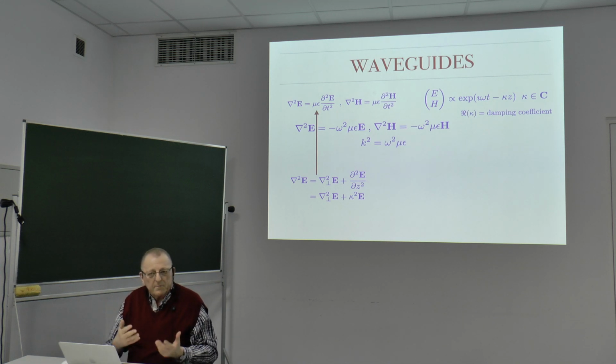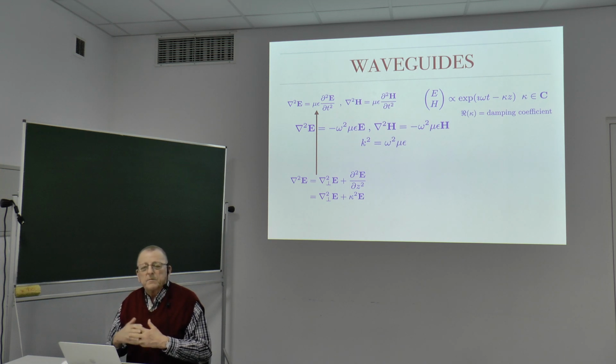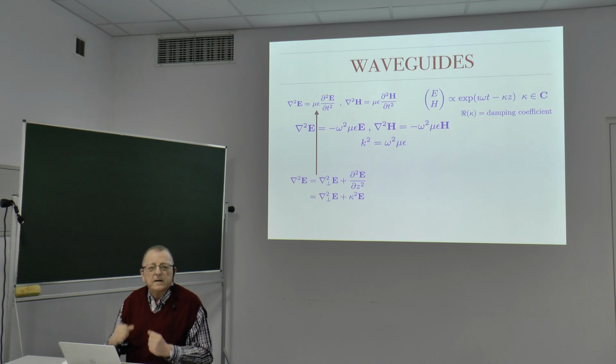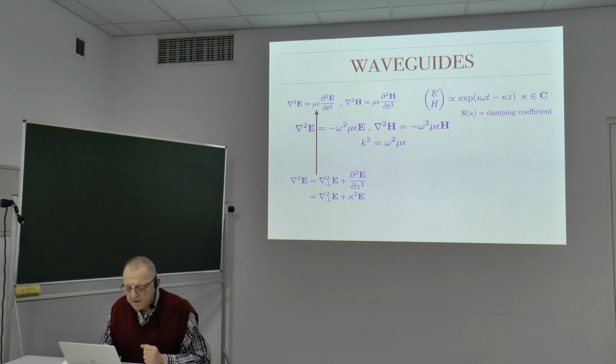And remember, we had an example when we were talking about the telegraph equation, which had the damping due to, for example, resistivity in a circuit.